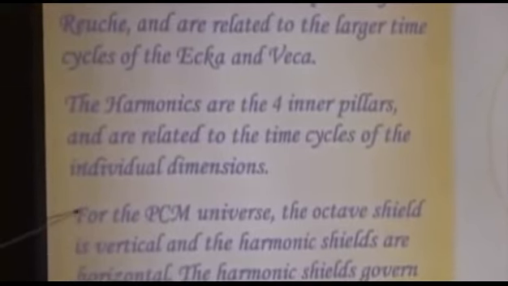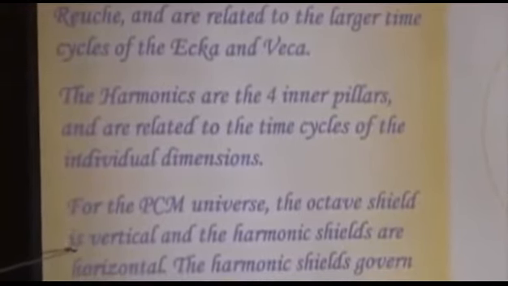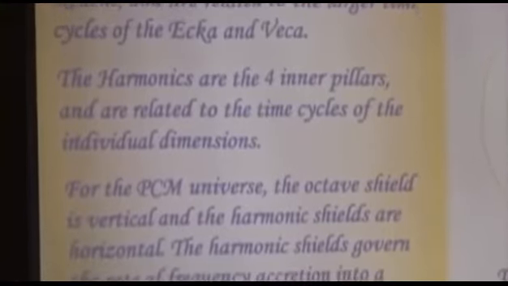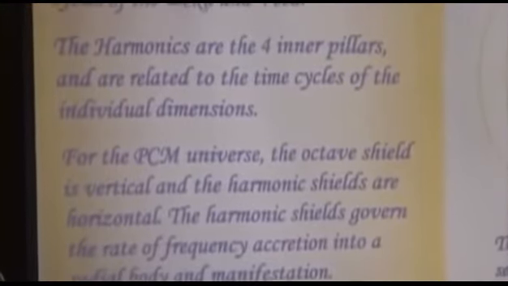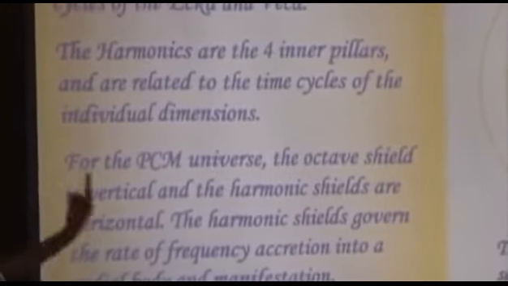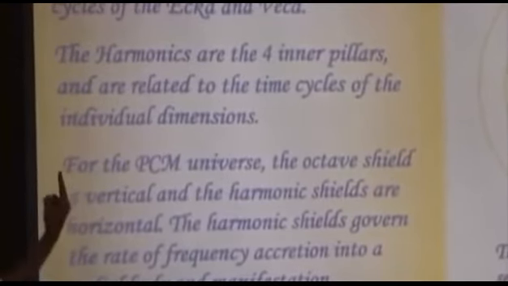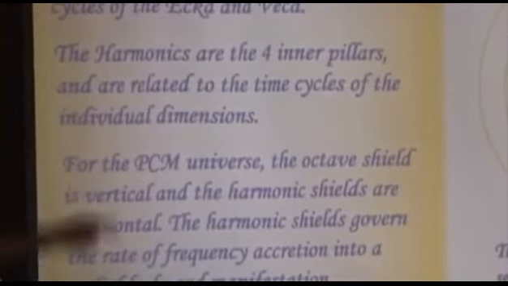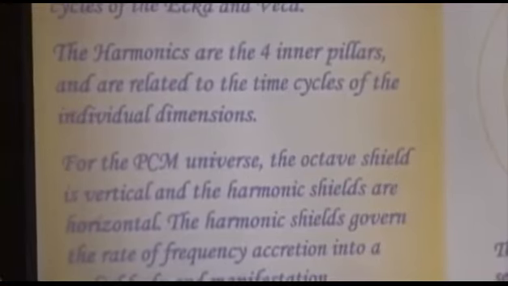So the way that it works for our universe is that the octave shield is vertical, and the harmonic shields are horizontal. So they rotate this way, and the octave shield for the big tidal cycle goes this way. So that actually corresponds to the Rishik shield.